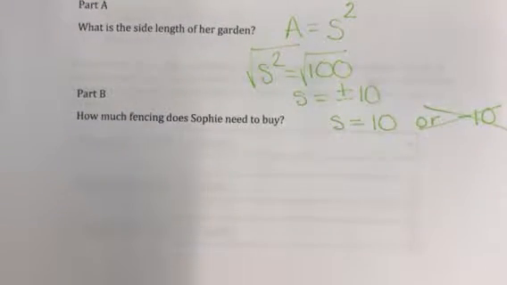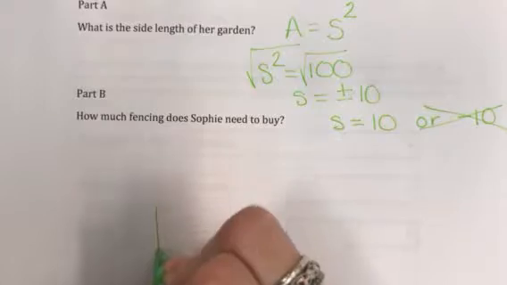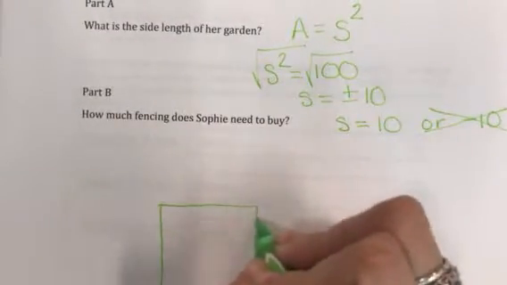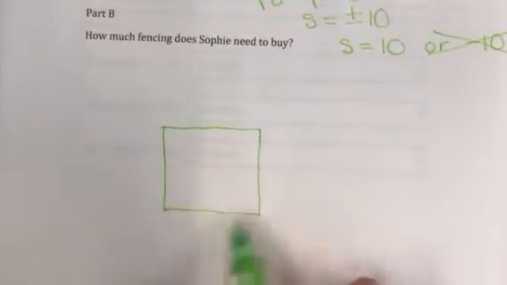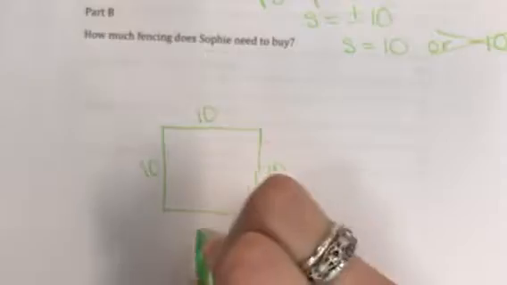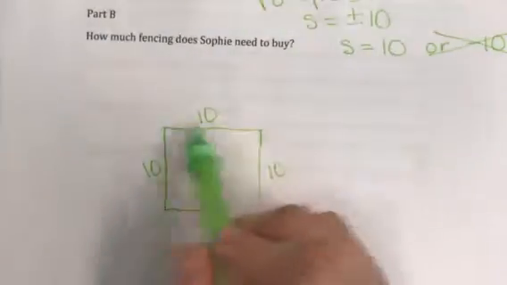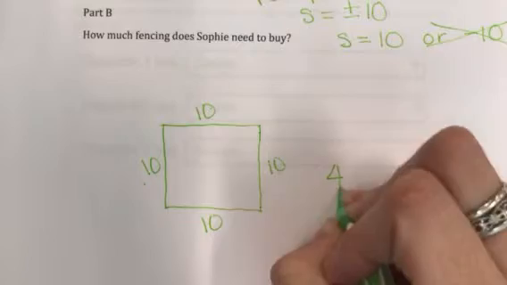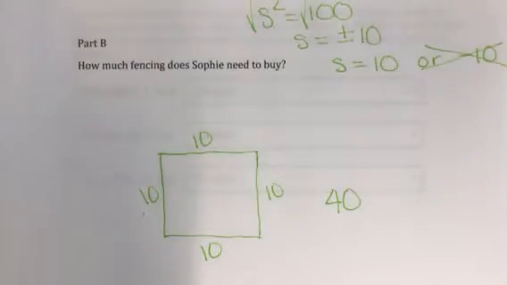Part B then asks us to decide how much fencing does Sophie need. Okay, we need to recognize for the amount of fencing, we're talking about the border that she'd be putting around the square. Okay, so this would be a 10, a 10, a 10, and a 10, right? The fencing around it, the distance around something is our perimeter. So we would need to add up all of these, which will give us a total of 40.